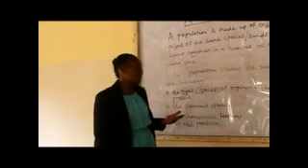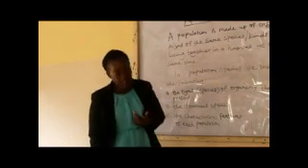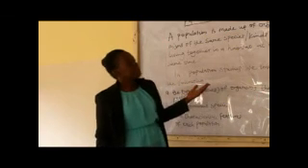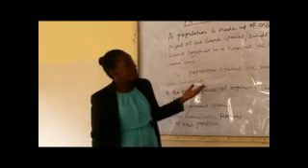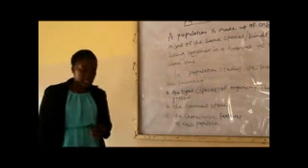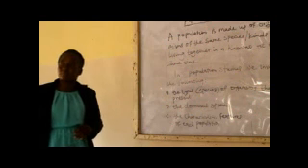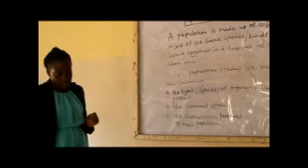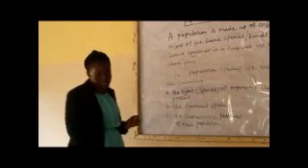So let's look at population density. We know that density is simply mass over volume. What do we mean? Population density is simply the average number of individuals of a species per unit area of the habitat.